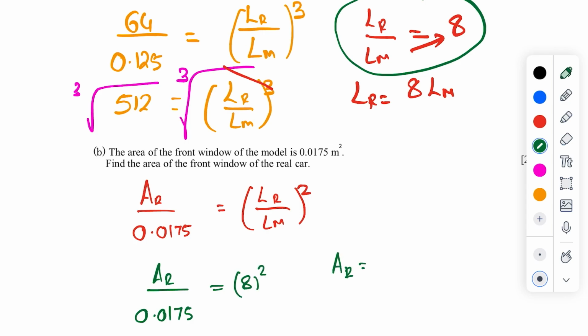So area of the real car equals 64 times 0.0175, which gives me 65.12. That's going to be the answer.